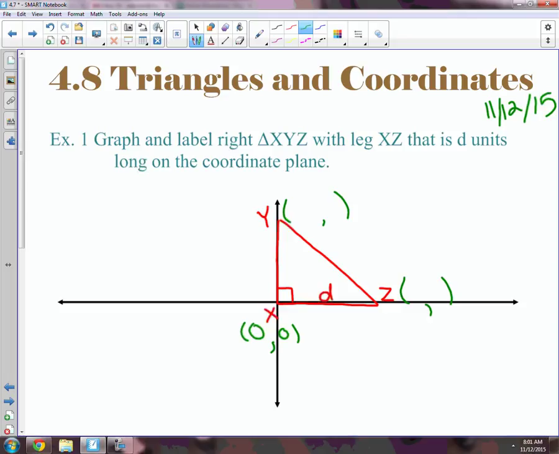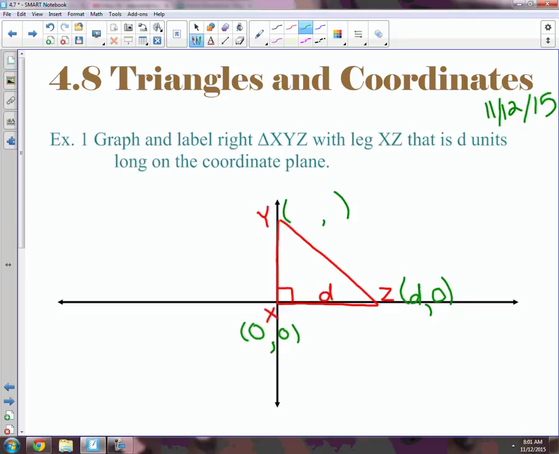Okay, now I'm going to look at Z. So this right here has to be how far over on the x-axis it is. So how far have I gone on the x-axis? D. Now that's going to bug some of you because that's not really a number, but I've gone over D units. That's how long I've gone. How high up has it gone? 0. It hasn't gone up at all. So my coordinate for Z is (D, 0). A little bit weird, but we've been in algebra. We know that variables are a part of life.